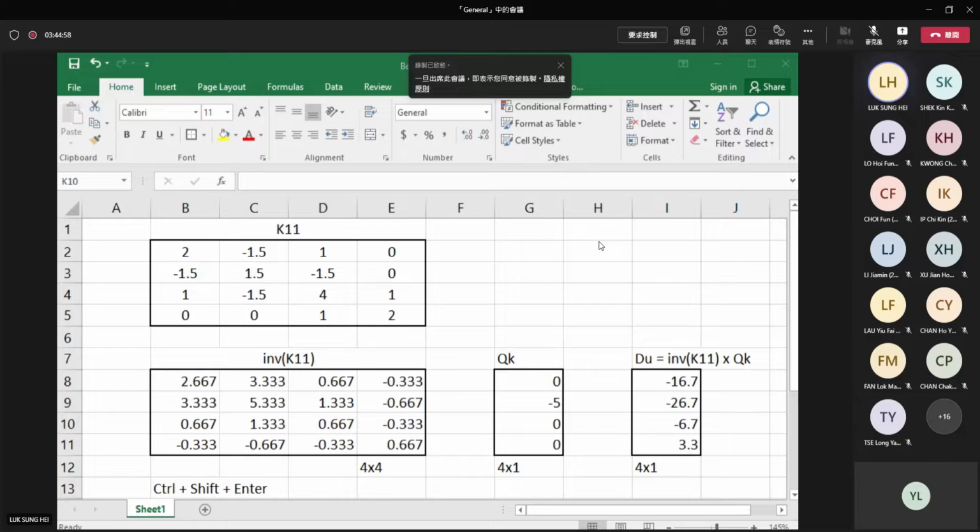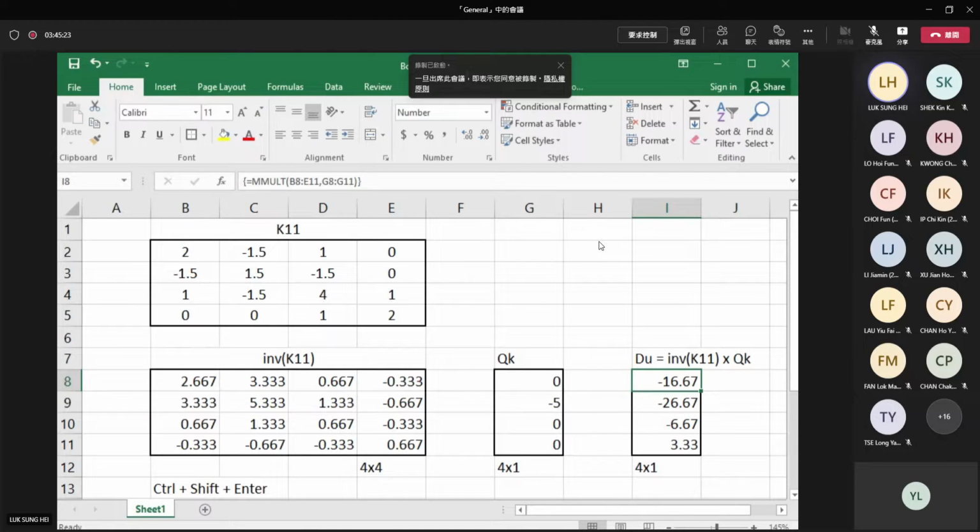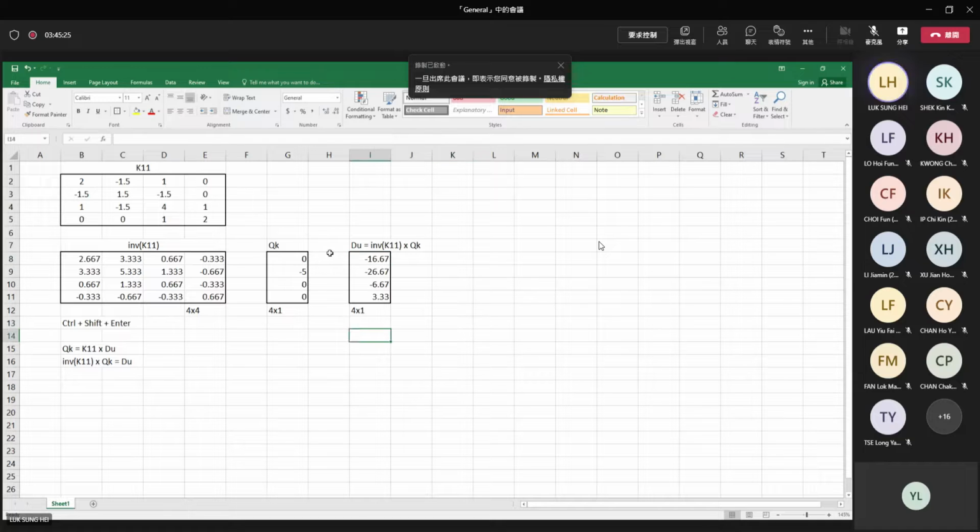You can double check with the answer. D1, D2, D3, and D4. It seems the value is okay, right? But you have to change EI yourself because Excel does not support symbolic inverse. You just take the inverse of EI, move it to the denominator. So this shows you some skill in how you can use Excel to do matrix multiplication and matrix inverse.